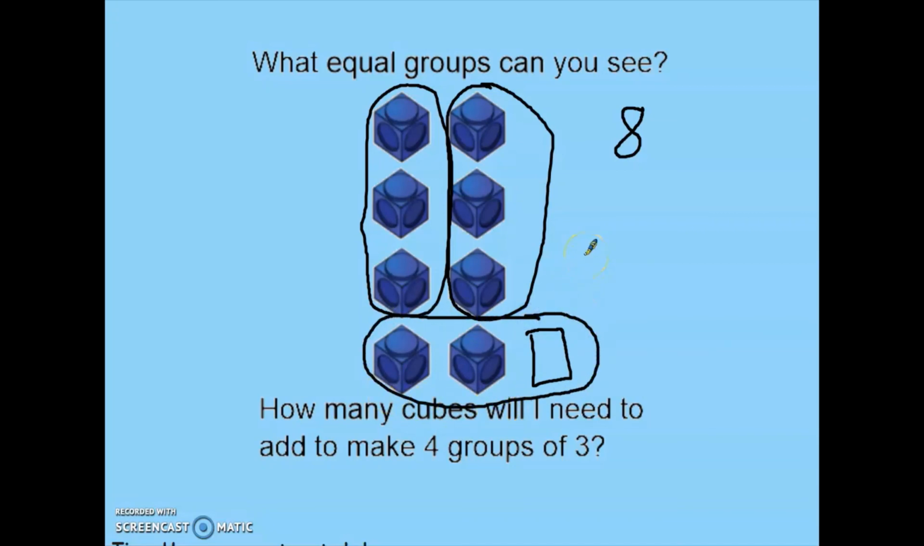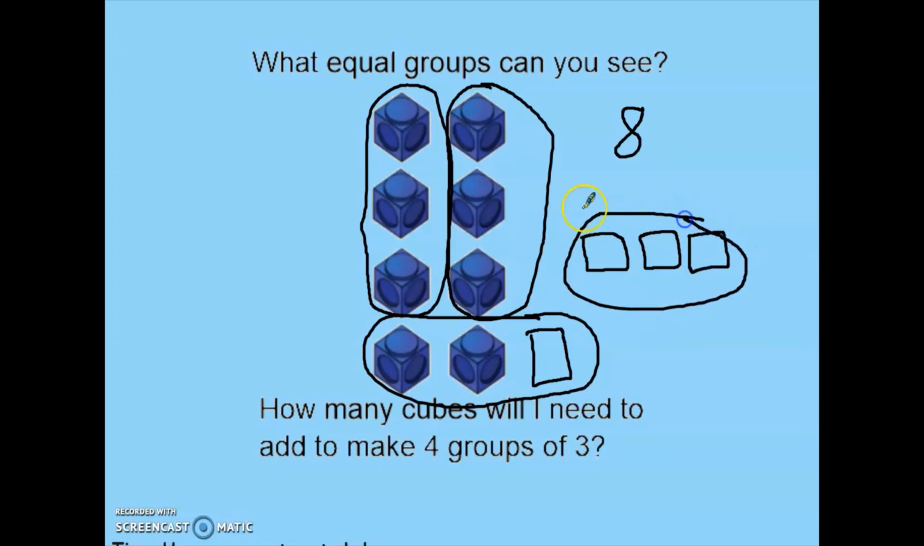And then I need 1 more group of 3. That's 1, 2, 3. Let's double check. We've got 1, 2, 3, 4 groups of 3. How many cubes did I add? Let's have a count of these. 1, 2, 3, 4. So I had to add 4 extra cubes to make 4 groups of 3.